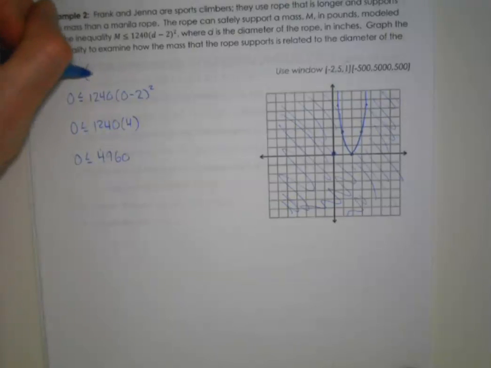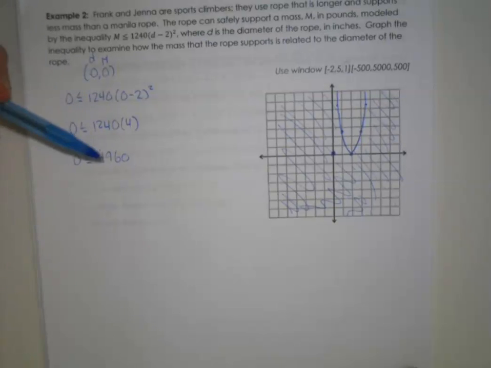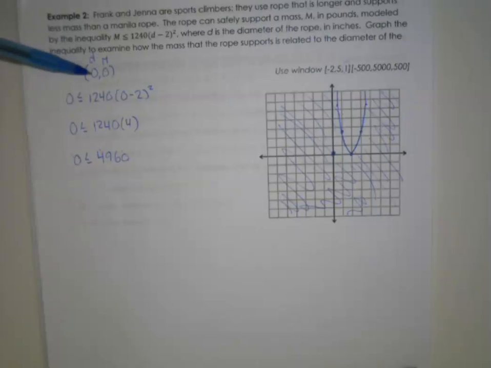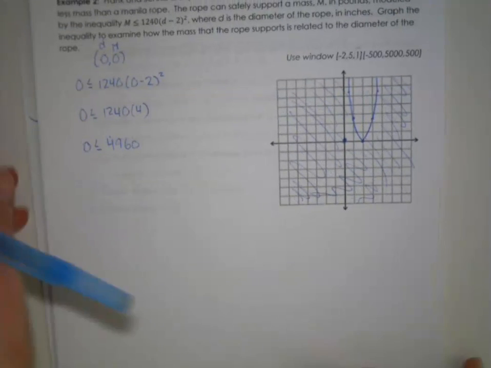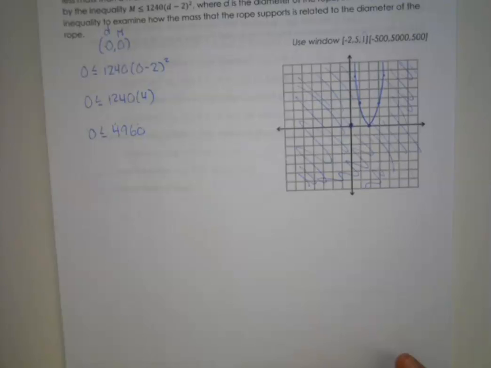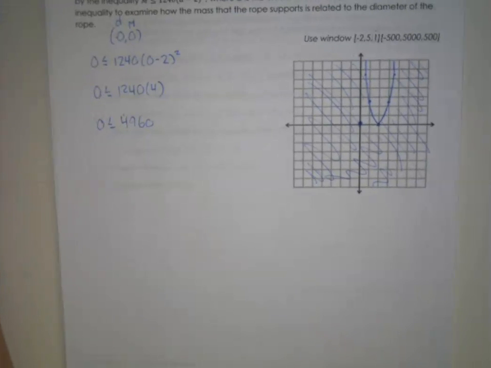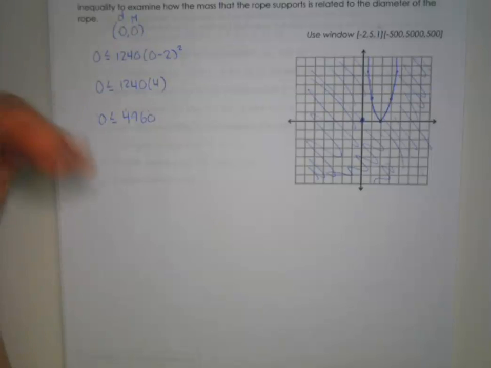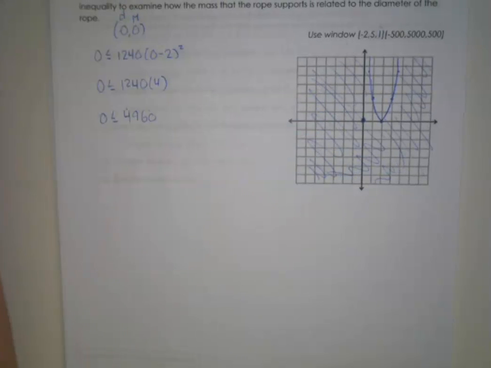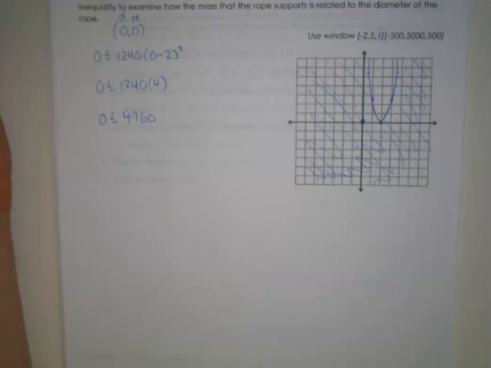So if we think about the point we substituted in there, (0, 0), the first 0 is our diameter, and the second 0 is our mass, our y value. Basically what this is telling us is that if you had a rope of diameter 0, it would support a mass of 0, which makes sense, right? Of course, that basically means you have no rope, so it's not going to support any mass. So that makes sense. And then for any other point that you could pick here, you would be able to find a diameter and a mass that would work together.